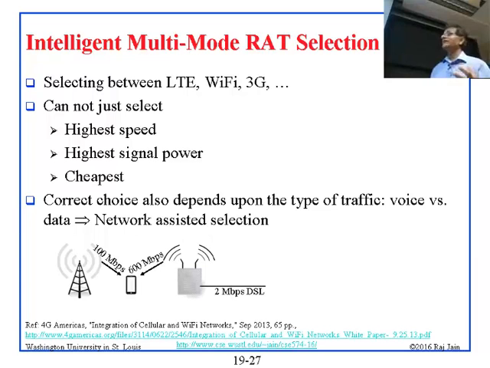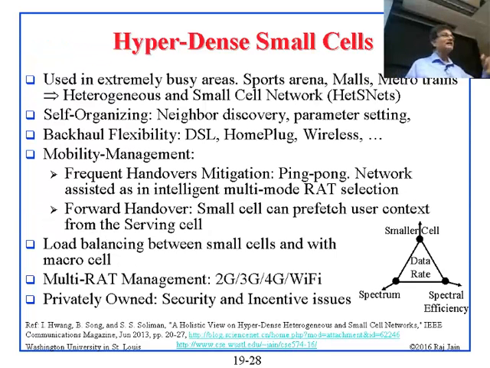Based upon that, there will be a policy, an algorithm which will let you decide whether it is 2G, 3G, 4G, 5G, Wi-Fi, Bluetooth, whatnot. RAT, what is RAT? Radio access technology.